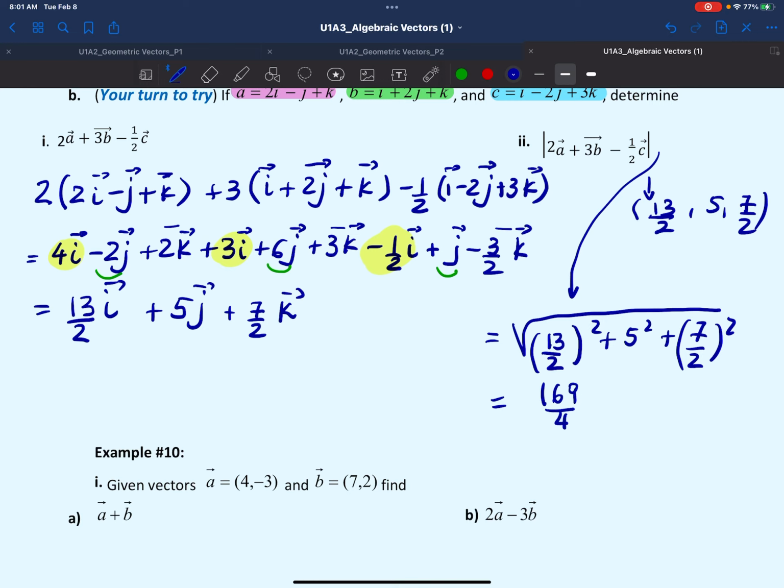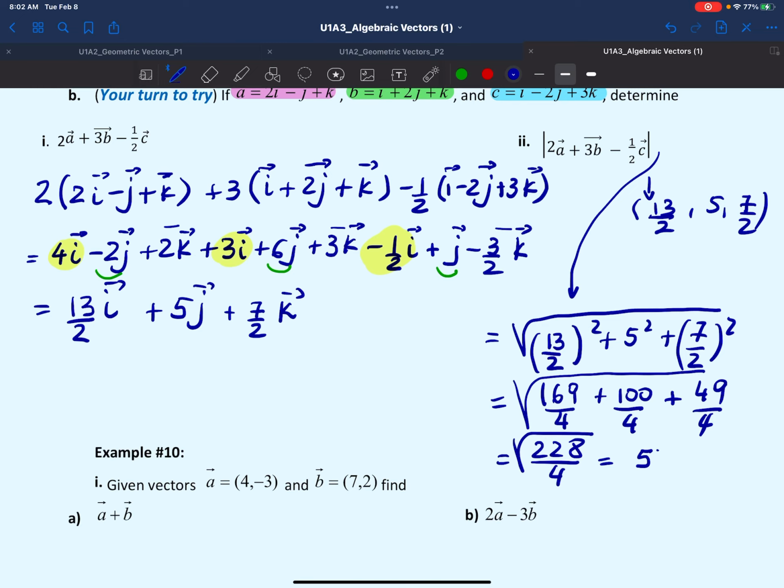169 over 4 plus 25, which I'm going to express as over 4, so 100 over 4, which will make it easier. And (7 over 2) squared is 49 over 4. Square root it. So that would equal 169 plus 100 is 269, and plus 49 is going to be 318 over 4. Okay, and let's see, we can simplify this. So that would be the square root of 57.